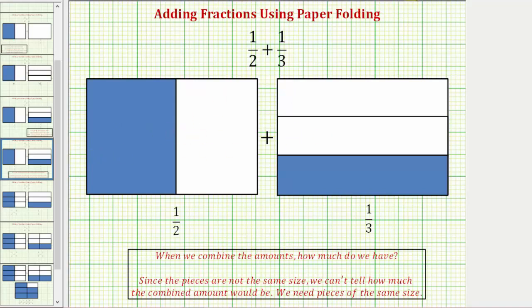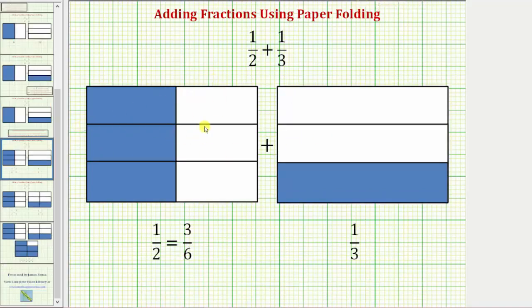So using the model for 1/2, we make a fold here and here, just like we did to model the fraction 1/3. Notice this shows us the fraction 1/2 equals 3/6. We now have six pieces, or six sections of the same size, and we have three of them shaded, which is the model for 3/6. We can say that 3/6 is equivalent to the fraction 1/2.